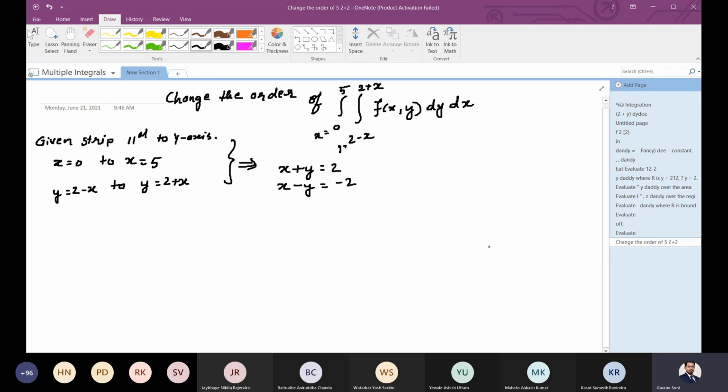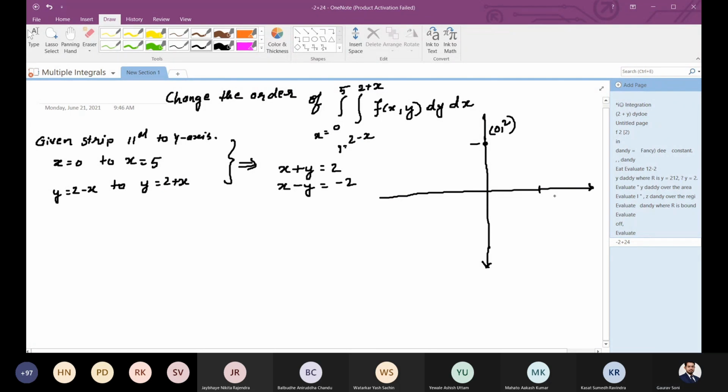Let's draw the diagram. As I said, diagrams are going to play a vital role here in order to give the new limits. Now x plus y is equal to 2. If you put x equal to 0, you will get y equal to 2. So the point is 0 comma 2. If you put y equal to 0, you will get x equal to 2. Join these 2 points. This is the first line, x plus y equal to 2.